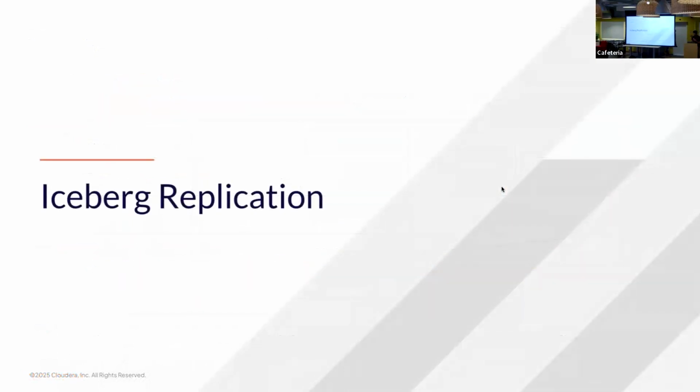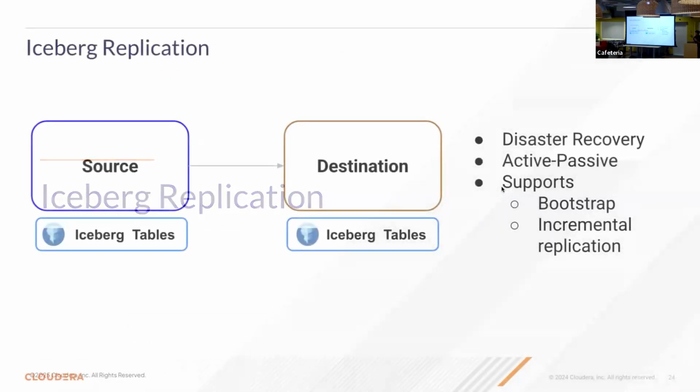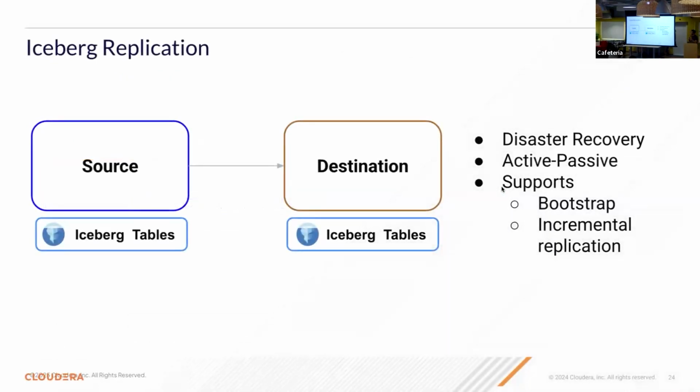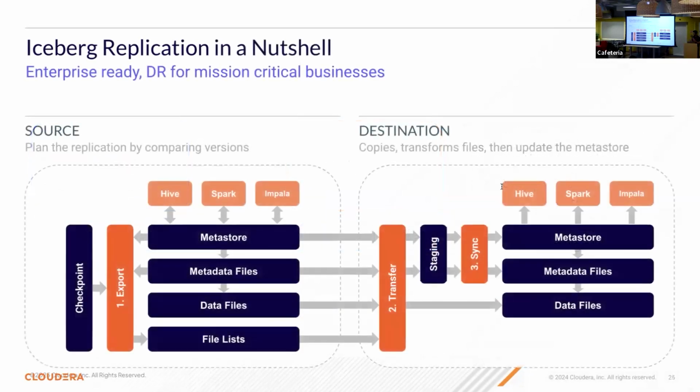Now we talk about replication. This is where we segue into how we can actually set up a disaster recovery backup strategy, right? So what's the use case basically? The simple use case is to have your data source, which is your Iceberg table, and you need to put it in a destination, right? That's it. You have a disaster recovery that way. You create a copy of it, which enables you to incrementally replicate your data.